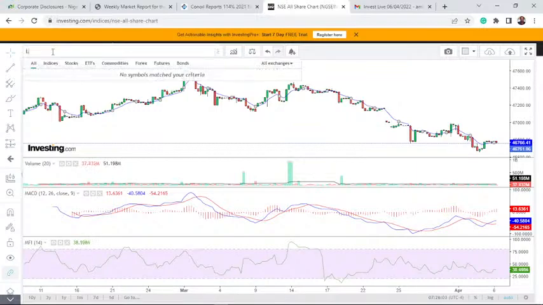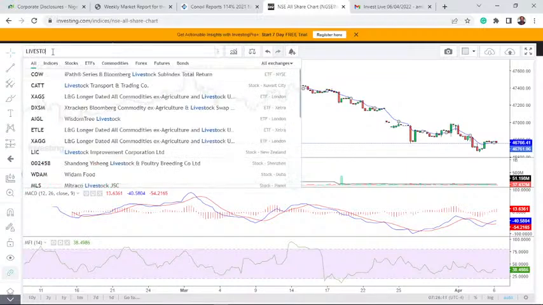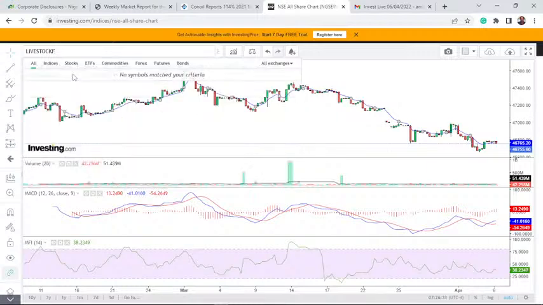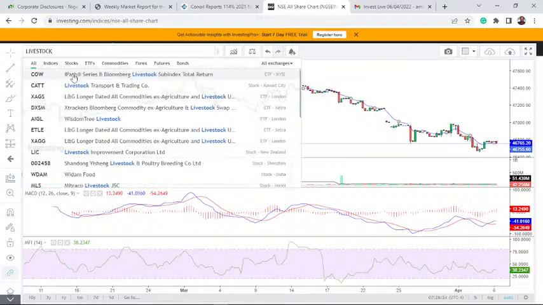We just finished the market there. Let's look at livestock feeds. Look at livestock feeds here.